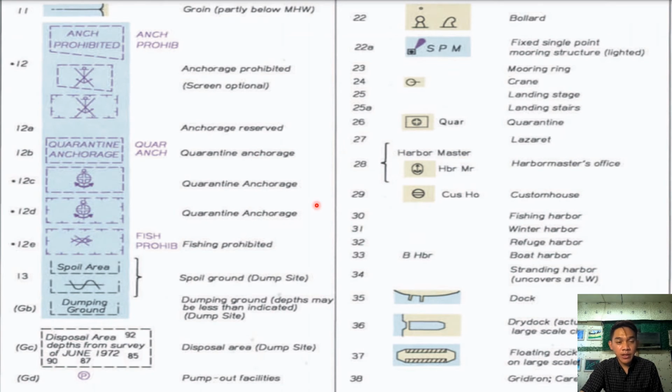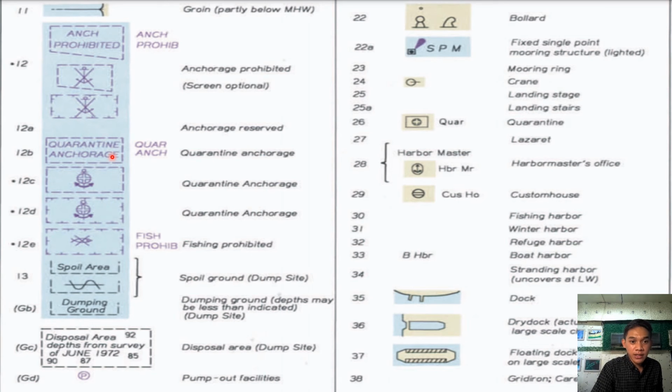So the next part is this. This is a groin, which is partly below MHW. This is the symbol. And then this is anchor prohibited. This is anchorage prohibited. So this symbol right here, which is in magenta broken lines, has an anchor on the inside which has an X mark. That is anchorage prohibited. So it can easily be understood when you see this.